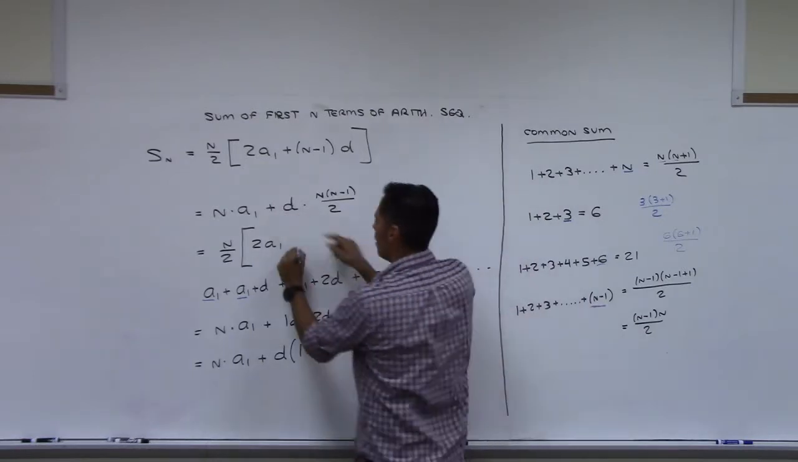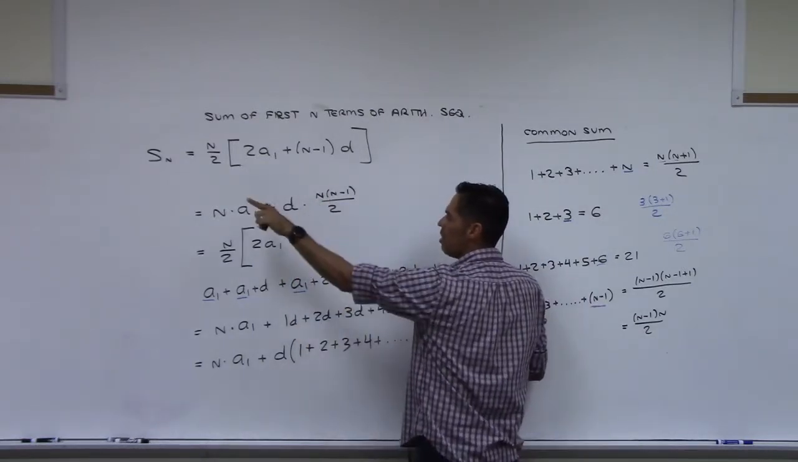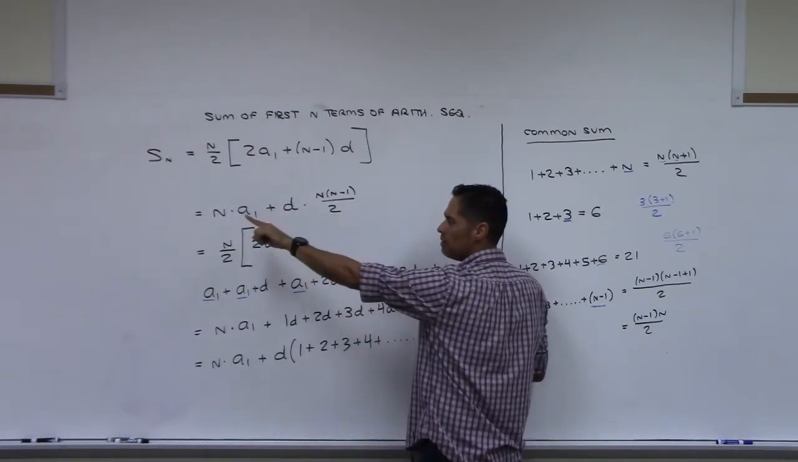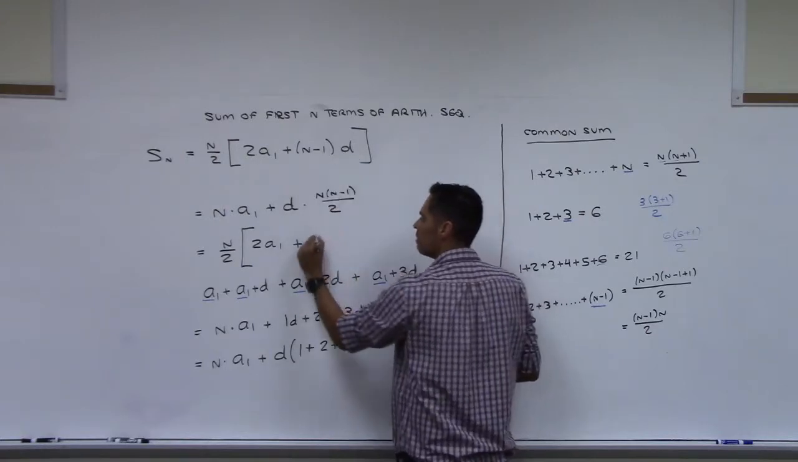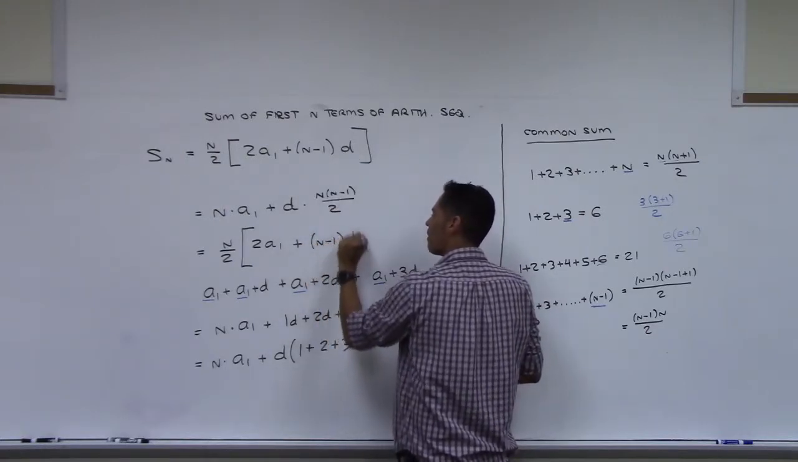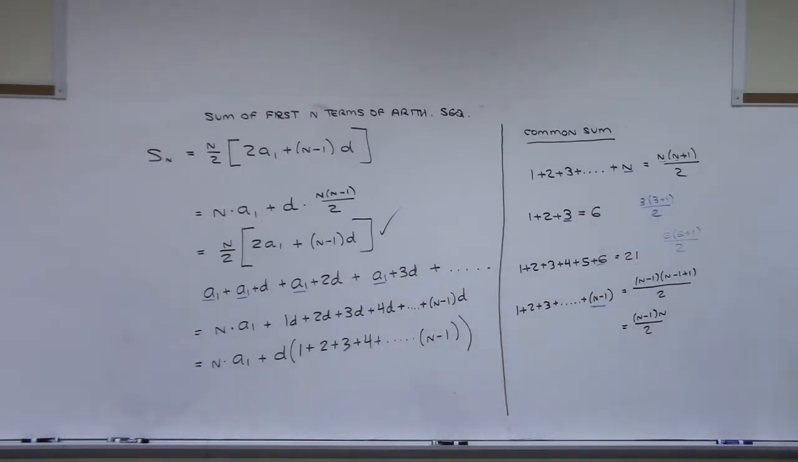And then I'd have plus. Now I pulled this n out, didn't I? That n's gone. I pulled the 2 out. That 2's gone. So all that's left is the n minus 1 and the d. What's that? Check. Works. That's where it comes from.